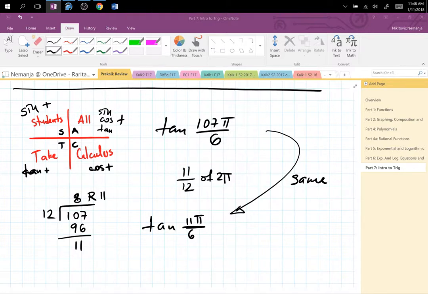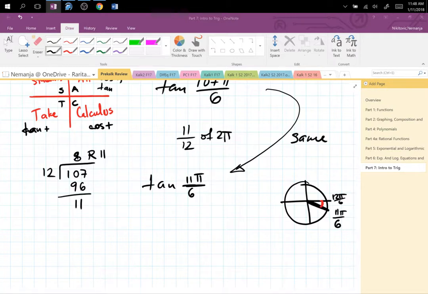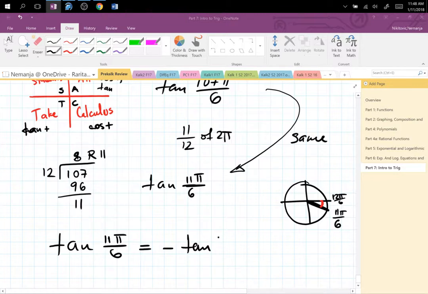Now, we are still not happy with 11 pi over 6 because 11 pi over 6 is not on my 0 to 90 scale. In the unit circle, 11 pi over 6 is one short of 12 pi over 6, which is right here. And you see the reference angle is pi over 6. And now here comes the $1 million step. Tangent of 11 pi over 6 is equal to negative tangent of pi over 6. And now you're going to go, why negative?